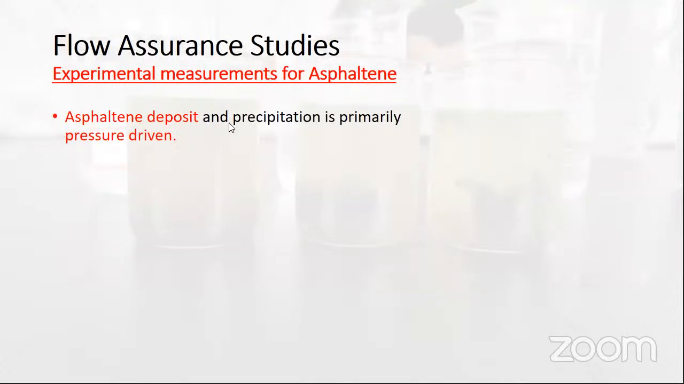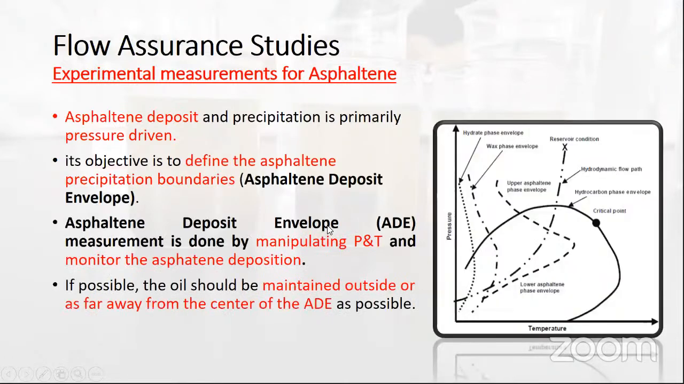For the experiments for further analysis of asphaltene deposition, and also all the experimental measurements for asphaltene or wax or gas hydrate, we are manipulating or changing the pressure and temperature. They monitor the asphaltene deposition or wax deposition or the gas hydrate formation. Then we are drawing finally a curve.